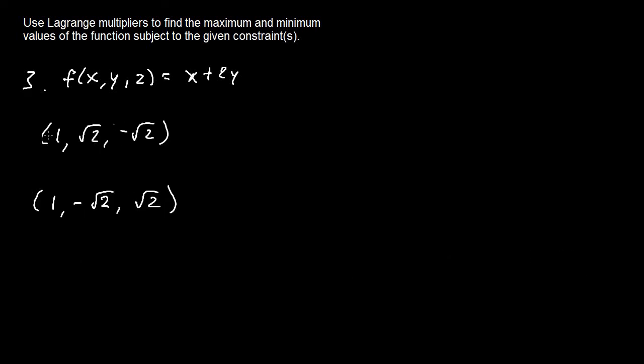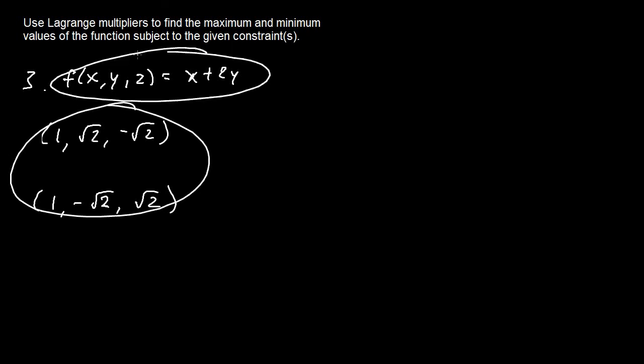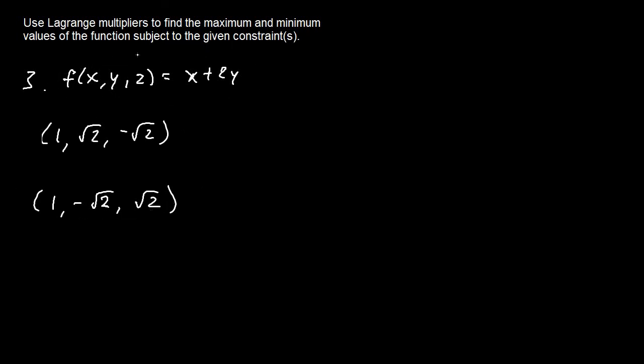So now let's plug both these coordinates into the original equation to find our maximum and minimum values. If I plug in the first one here, we have x, which is 1, so 1 plus 2 times the square root of 2. And then if I plug in the bottom coordinate here, we get 1 minus 2 times the square root of 2. So obviously the top one will be our maximum value, and the bottom one will be our minimum value.